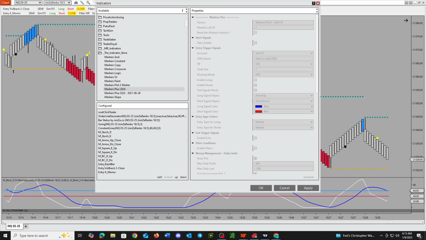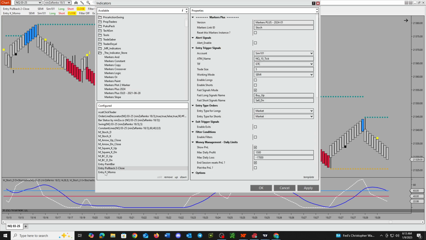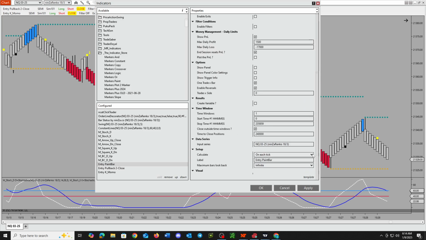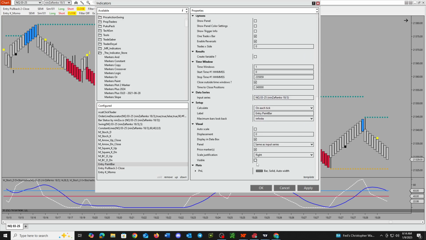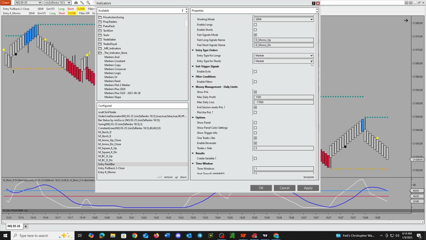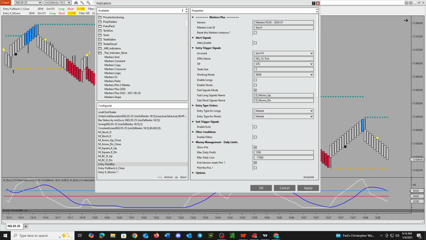That's what these three are. 1, 2, 3. Now what you'll notice is, even though I have an entry module, you don't see it up here. I just have this entry module there, but I have it unchecked on visible. I don't really want to use the paint bar entry module, just simply because the paint bar is a trend mode, but I just left it on there in case anybody wanted to play around with it, but I don't use that.